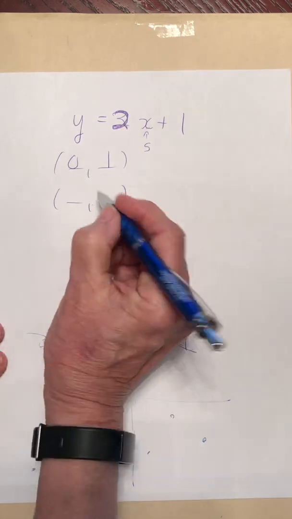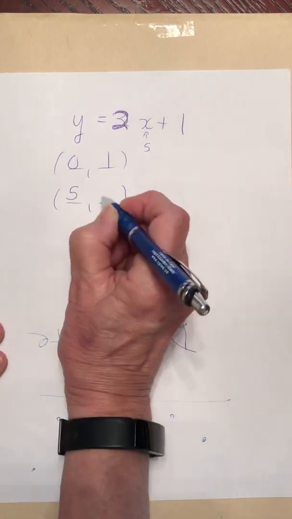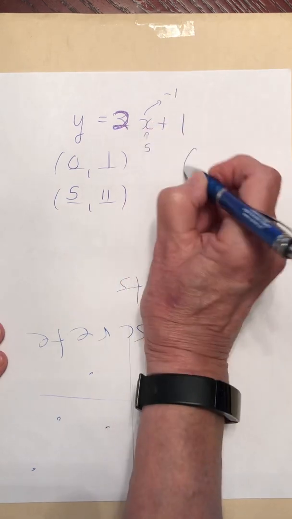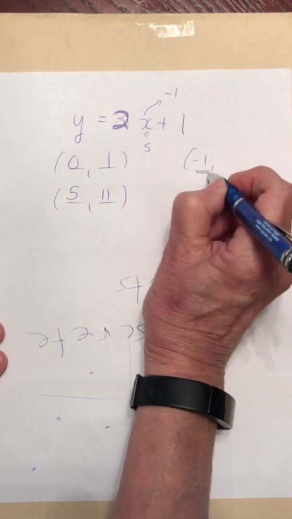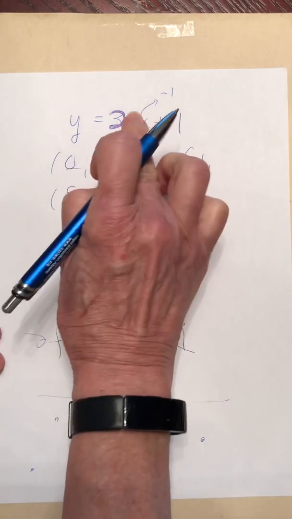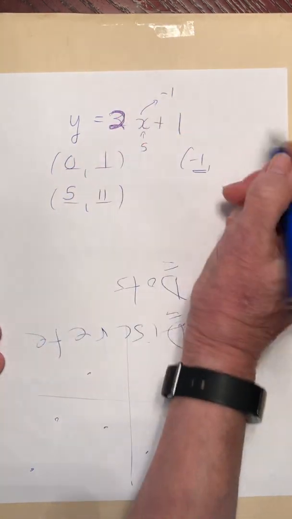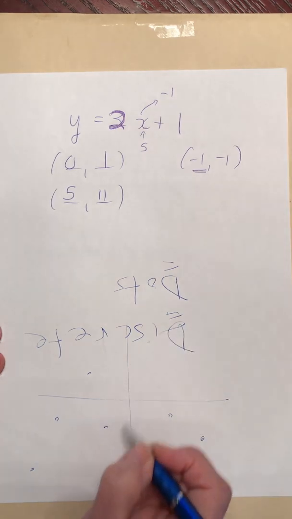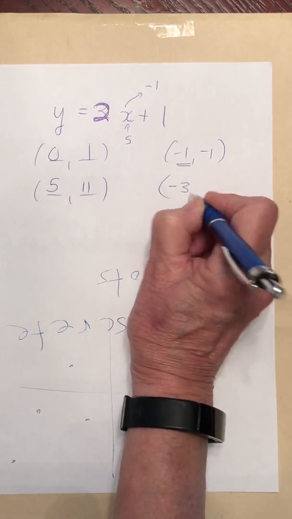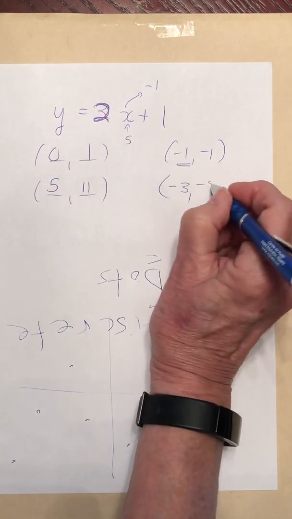2 times 5 plus 1, so if I used a 5, now I would get 11. Let's say I want to put in a negative 1 right there for the x. And remember, the x's come first. And I worked that out. I would get 2 times negative 1 is negative 2 plus 1. I'd get negative 1. Then if I wanted to maybe try negative 3 in there, I would get negative 5.